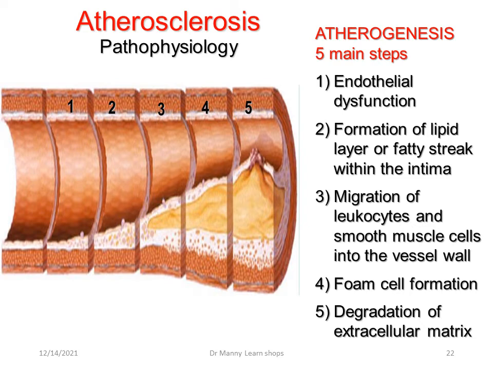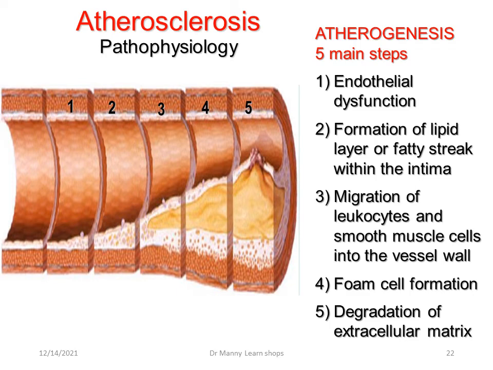When we look at other pathophysiology, which is important, especially in adults, we look at atherosclerosis. And with atherosclerosis, there's atherogenesis, and there are 5 main steps. You've got endothelial dysfunction, and formation of a fatty streak within the intima, the lining between the intima and the media. And this is where cholesterol deposits itself.